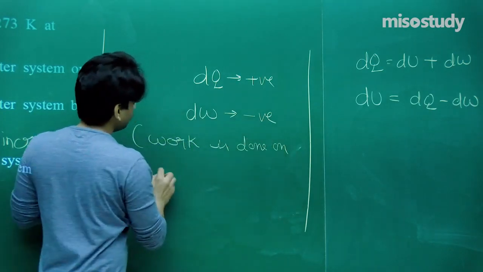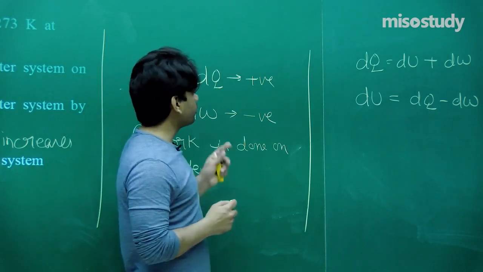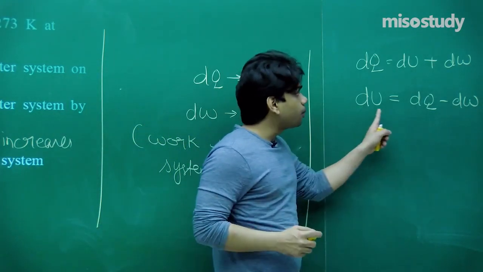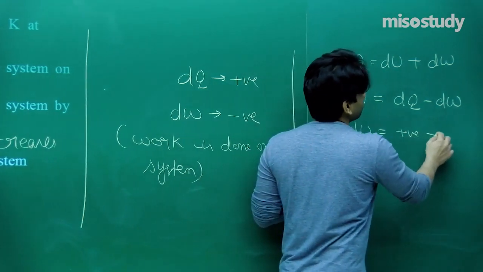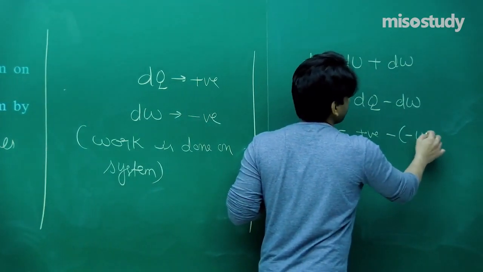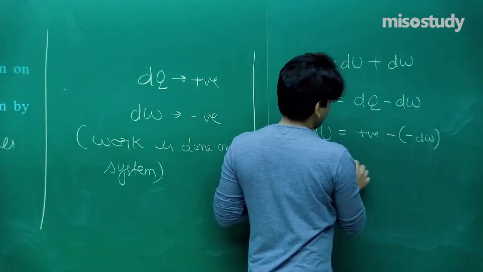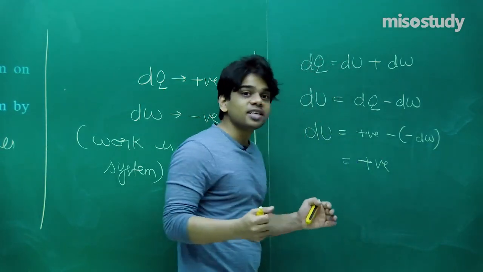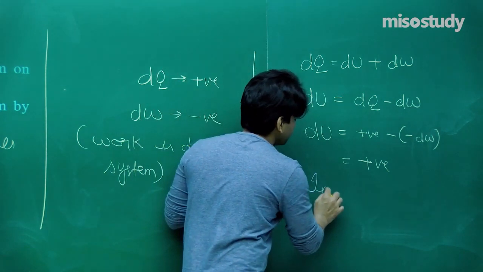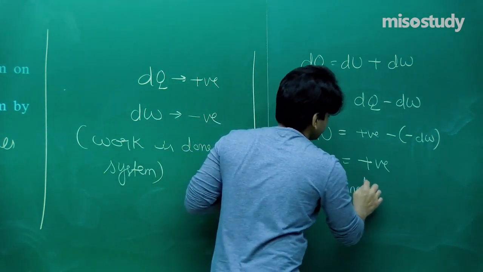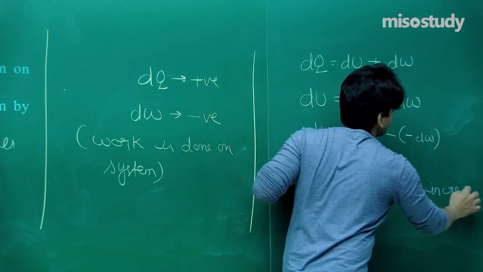So, you have to take in this work is done on system, so work done will be negative. So now if I put here, I'll be finding that dU equals dQ, which is already positive, minus work done. So we will be having this entire term as positive. That means internal energy increases. So let me write down, that means internal energy increases. This is what we can comment.